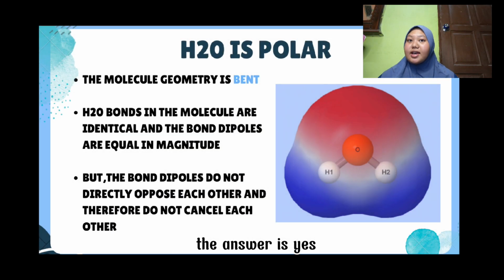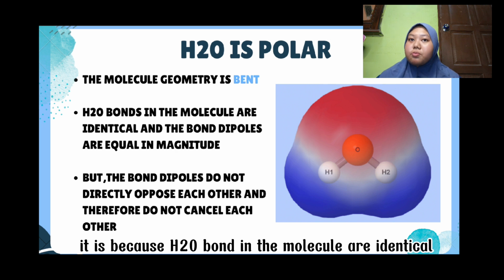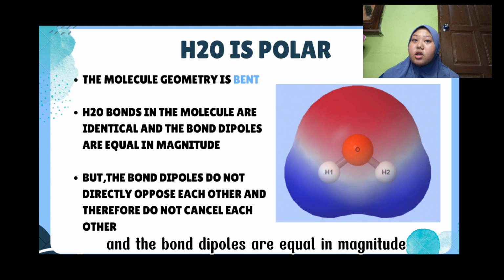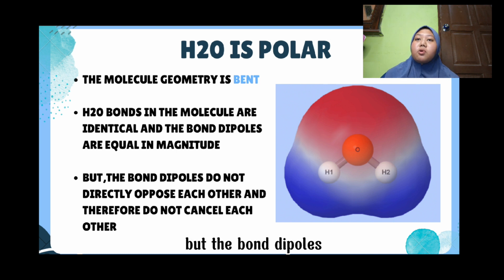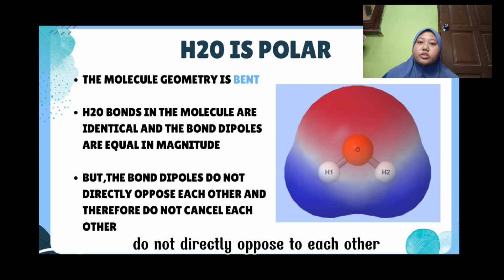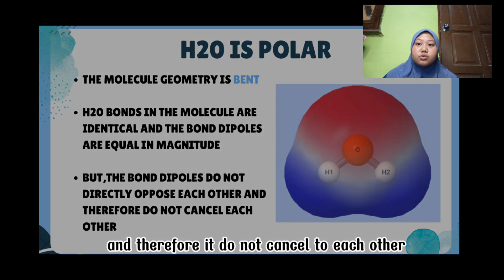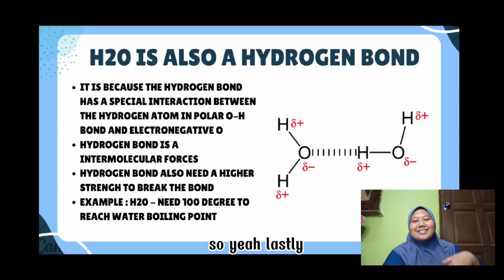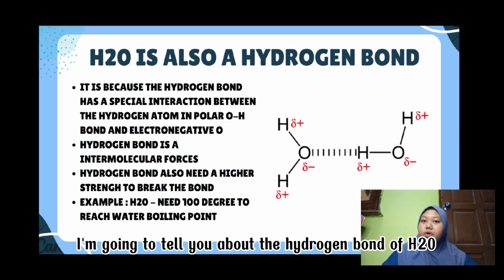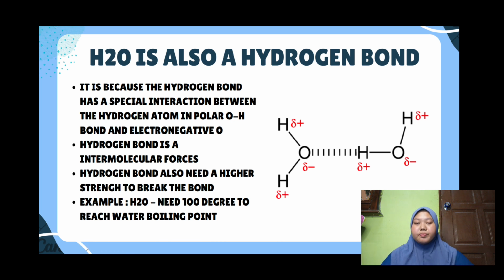Now, is H2O polar? The answer is yes. It is because the bonds in the H2O molecule are identical and the bond dipoles are equal in magnitude. But the bond dipoles do not directly oppose each other, and therefore they do not cancel each other. So lastly, I'm going to tell you about the hydrogen bond of H2O.